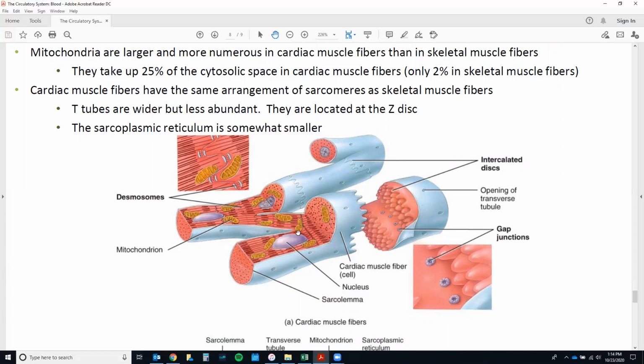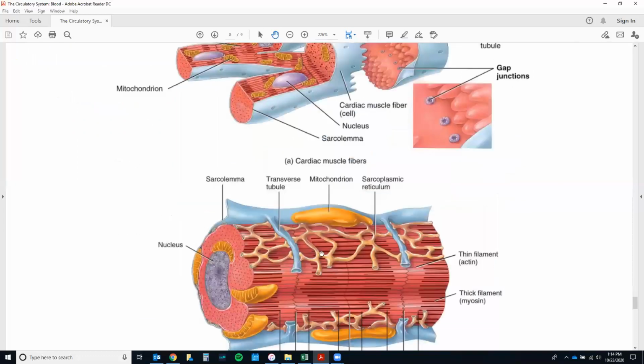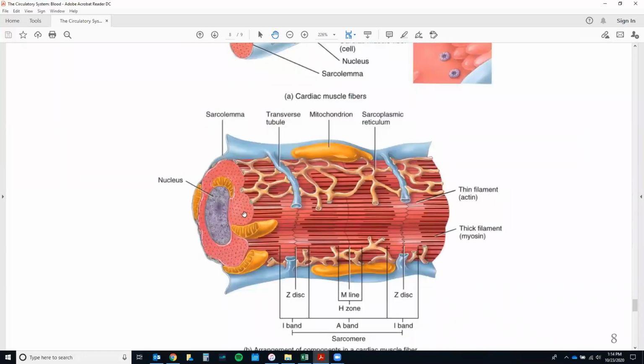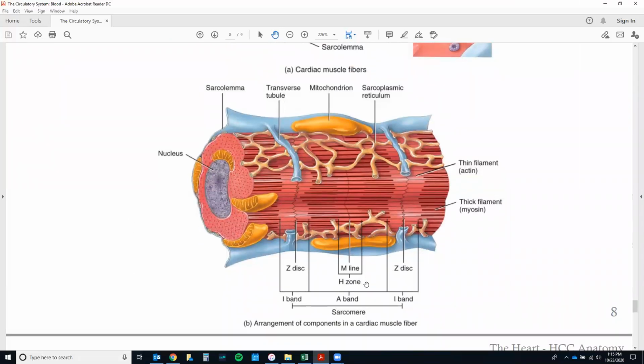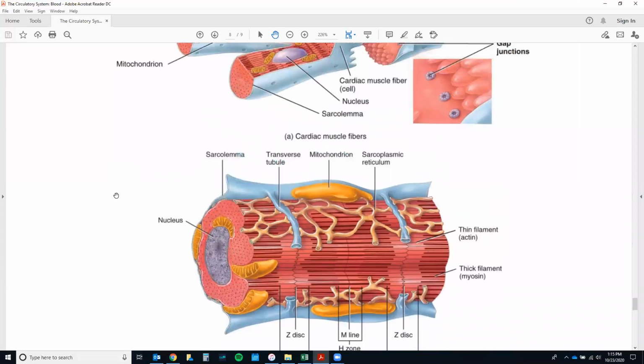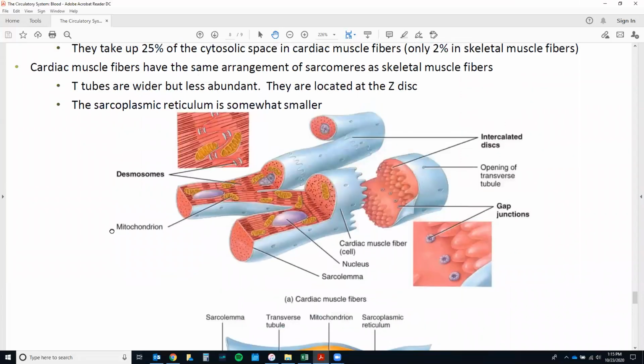First, you can see a lot of mitochondria within our muscle fibers. They're larger and more numerous than they were in skeletal muscle fibers, taking up about 25% of the cytosolic space in cardiac muscle versus only about 2% in skeletal muscle fibers. We see down at the bottom the same arrangement of thick and thin filaments with sarcomeres, I band, A band, M line, H zone, zone of overlap, all that wonderful stuff that we saw previously. Same thing is found in our cardiac muscle fiber.